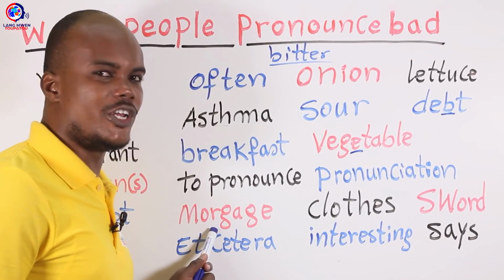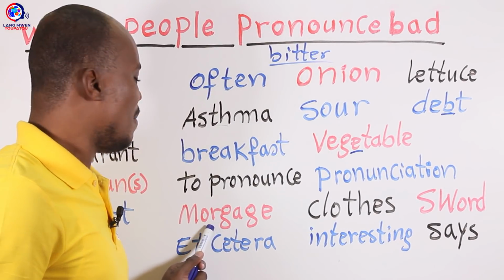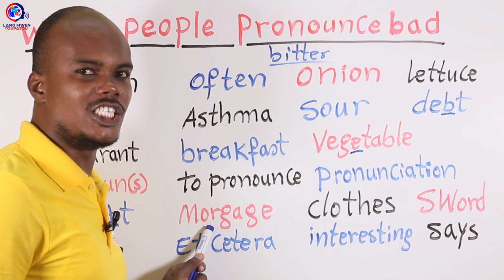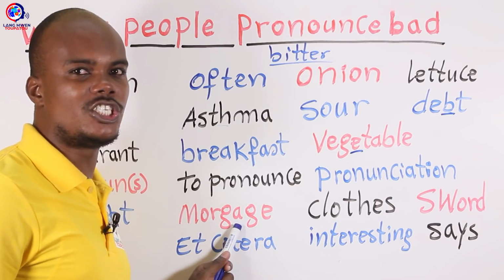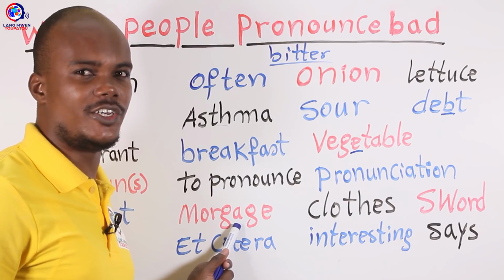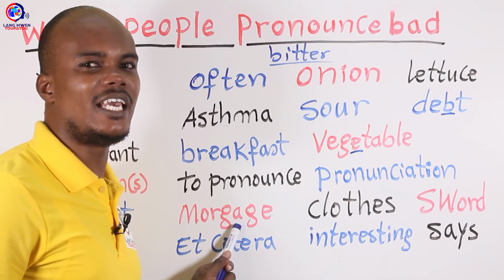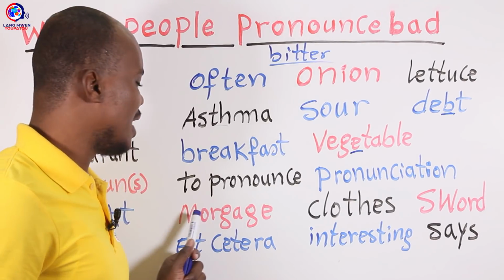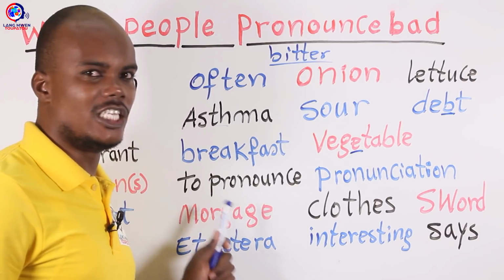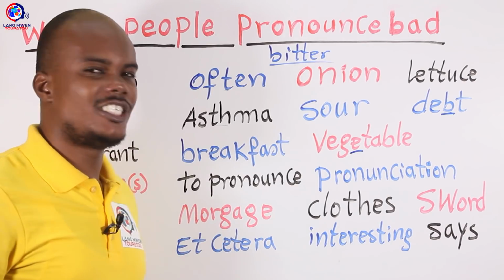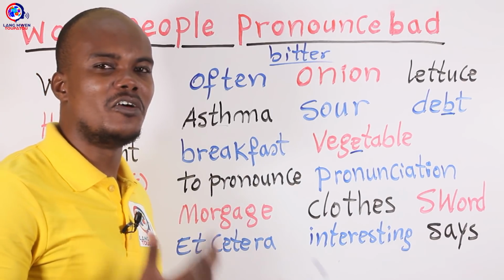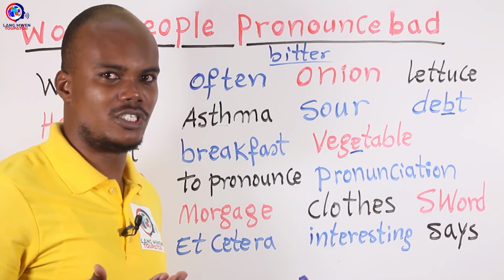And for this word, you say mortgage. If you say mortgage with age, it's not okay because here you don't say age. You say edge. You say mortgage. And mortgage means the loan given by the bank to buy a house.